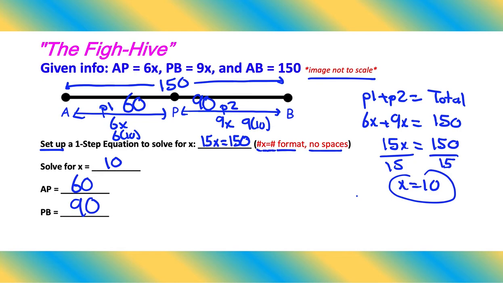All right. So I think that's about it. We made our one-step equation, we solved, and then we used our solution to actually get some answers. So again, the big idea, remember, when you have two parts of a total, you could add those parts to equal the total, and that leads to some math for us to figure out.